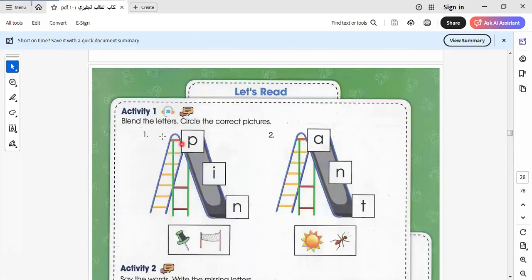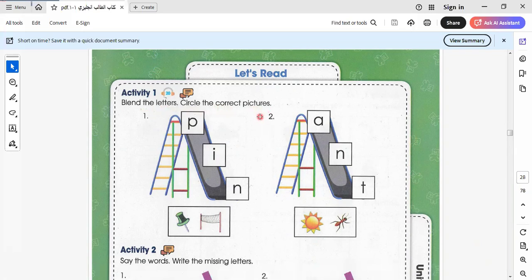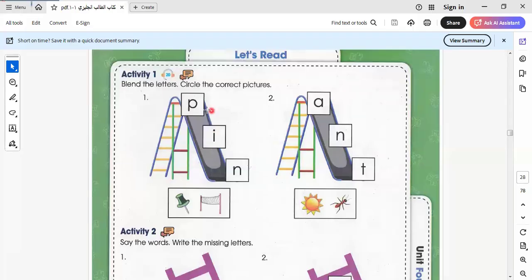Here we say: blend the letters, circle the correct pictures. Here is pin, here is and. Which one is pin? This one. So I select this one. Here is and. Which one is and? This one. Okay. So here is and, here is pin. These are the words related to the pictures. Let's go to another one here.